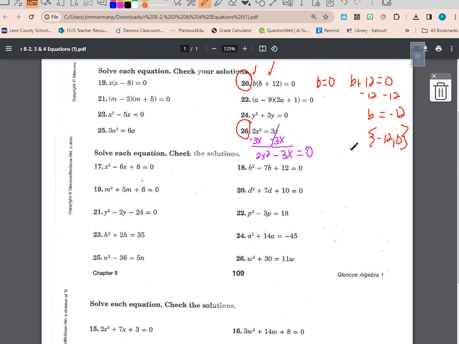Set it equal to 0. Then you factor it. So how are we going to factor this? Set each factor to 0. Well, we don't have the factors yet. Then we gotta factor it.